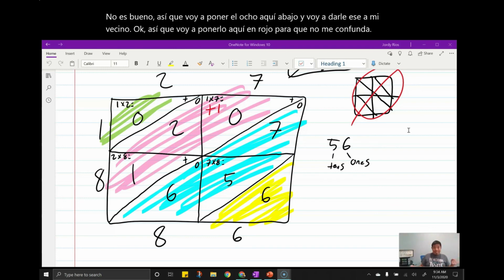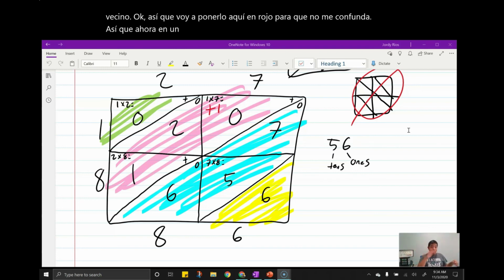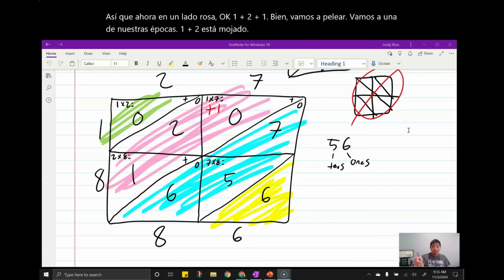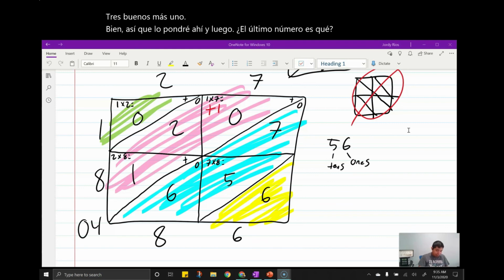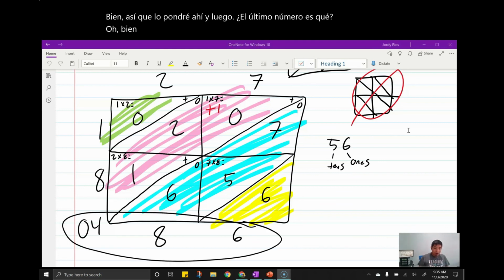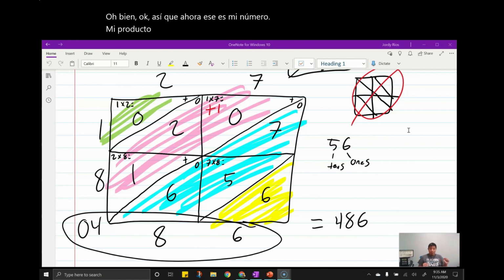So now in the pink side, okay? 1 plus 2 plus 1. Okay, we're gonna do it one number at a time. 1 plus 2 is what? 3, good. Plus 1? 4, good. Okay, so I'm gonna put it right there. And then last number is what? 0, good. Okay, so now that's my number. My product is 486. Okay?